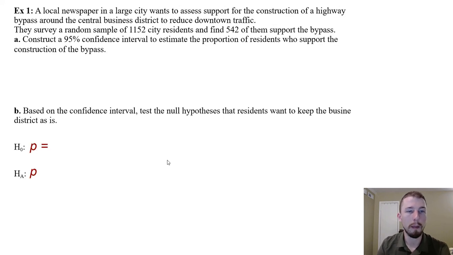A local newspaper at a large city wants to assess support for the construction of a highway bypass around the central business district to reduce downtown traffic. They survey a random sample of a lot of city residents and find that many of them support the bypass. All right, construct a 95% confidence interval to estimate the proportion of residents who support the construction of the bypass.